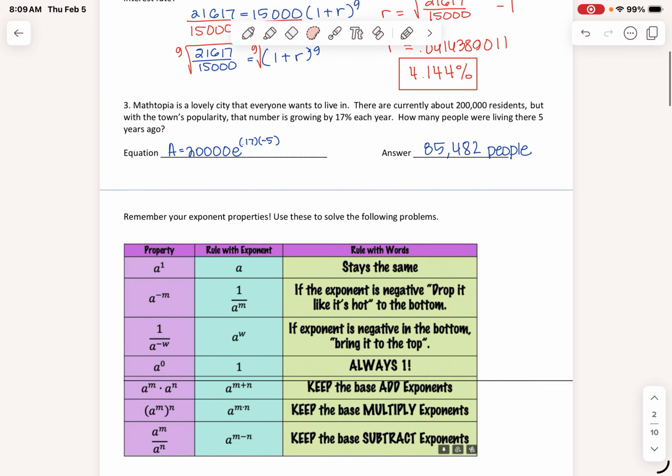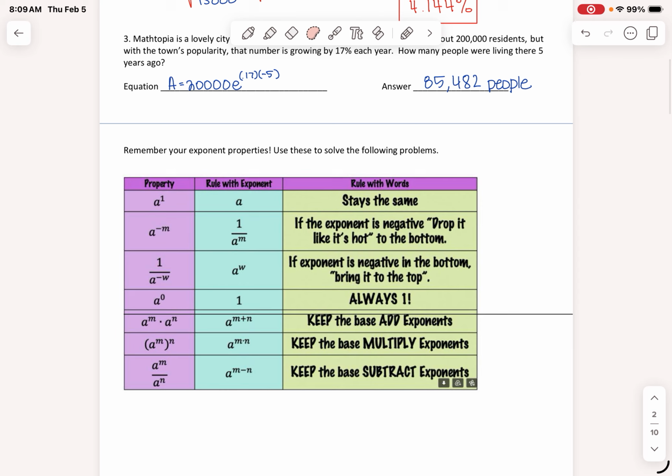All right, so before we start, we have to remember these exponent properties. They are very, very important. Where did that random horizontal line come from? I don't know. Okay, so we need to know these. These are exponent properties that you learned in Algebra 1.